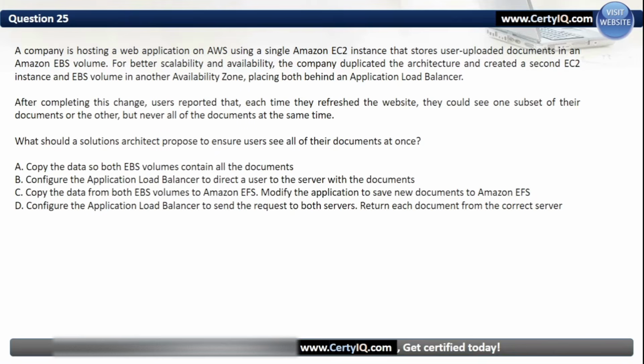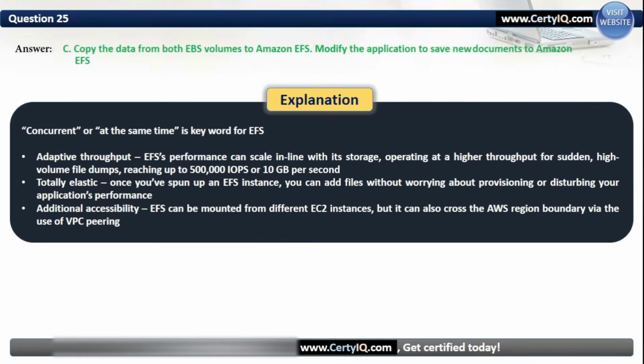Modify the application to save new documents to Amazon EFS. Or D. Configure the application load balancer to send the request to both servers. Return each document from the correct answer. The correct option is C. Concurrent, or at the same time, is the keyword for EFS. These are some of its functionality.